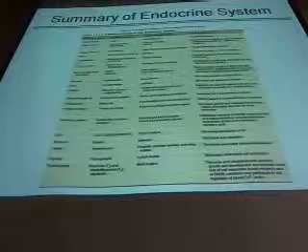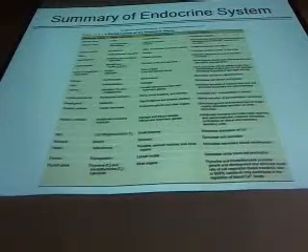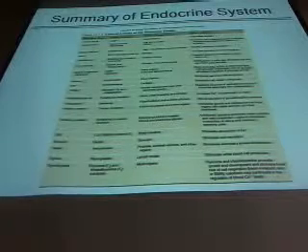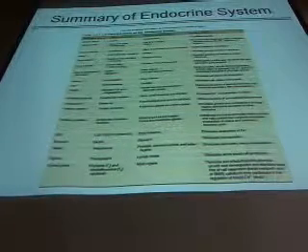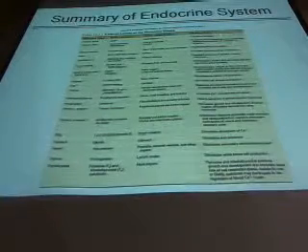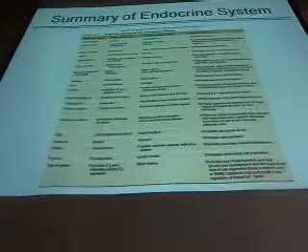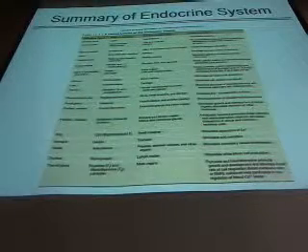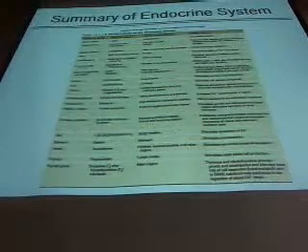Posterior pituitary, ADH, we talked about that, the kidney, antidiuretic hormone. If your osmoreceptors say your blood volume is down, ADH is secreted. It causes the kidneys to reabsorb water. You have less urine, it builds up the blood volume.